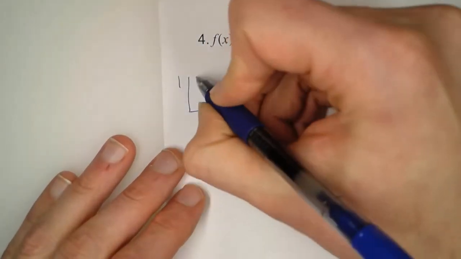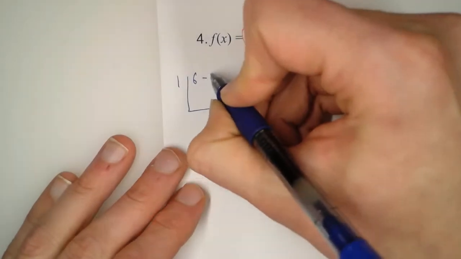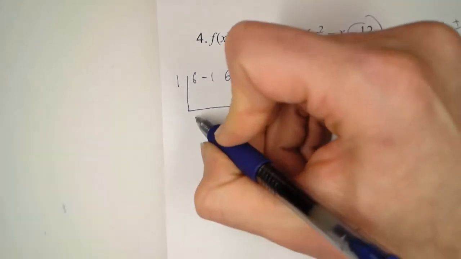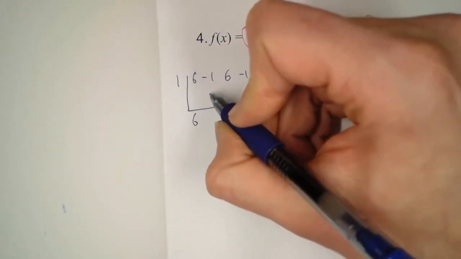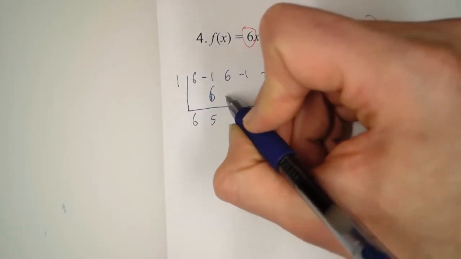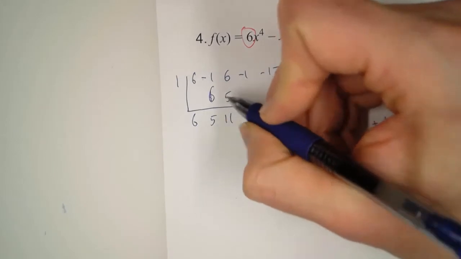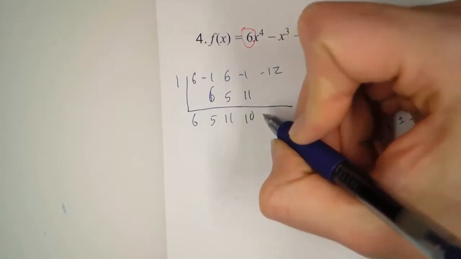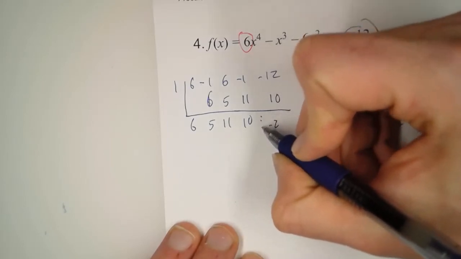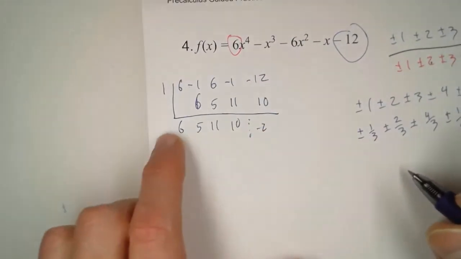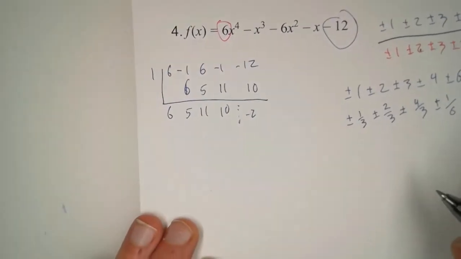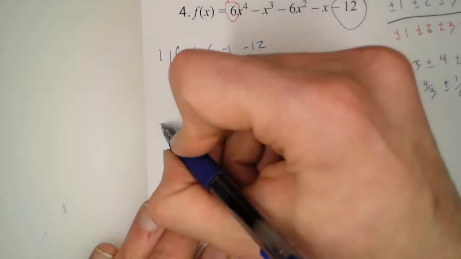Let's start with 1. So we have 6, -1, 6, -1, -12. So bring down the 6, times 1 is 6. That makes 5. Times 1 is 5. That's 11. Times 1 is 11, which is 10. Times 1 is 10. So we get -2. So that does not work. And unfortunately, it's not all positive, so this is not an upper bound. So close, but it's not.